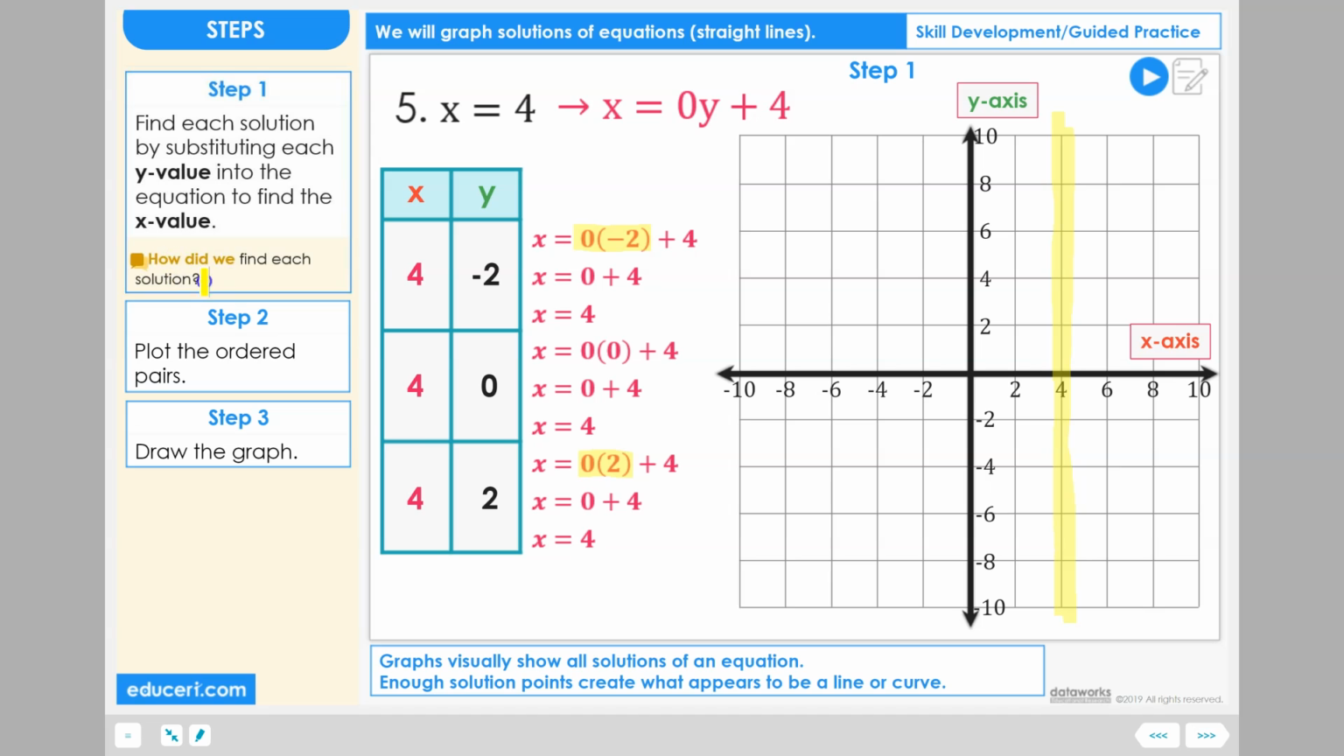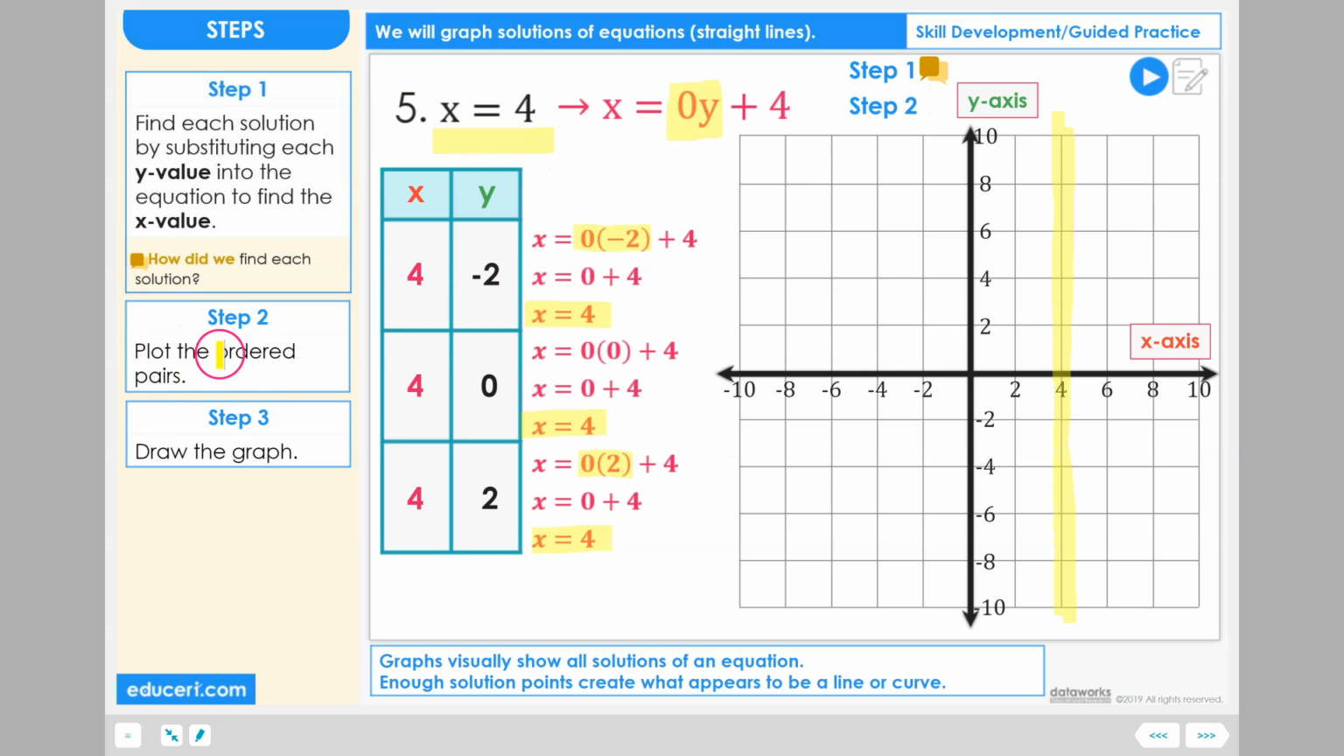But first, how did we find each solution? We started out with y values to substitute, and we created the y variable inside of this x equals 4 equation. We multiplied y times 0 to make sure that we did not change our original equation. We substituted the y values negative 2, 0, and 2 into this equation, and each time we found that we got x equals 4 as the x value for the ordered pair for these 3 solutions to this equation.